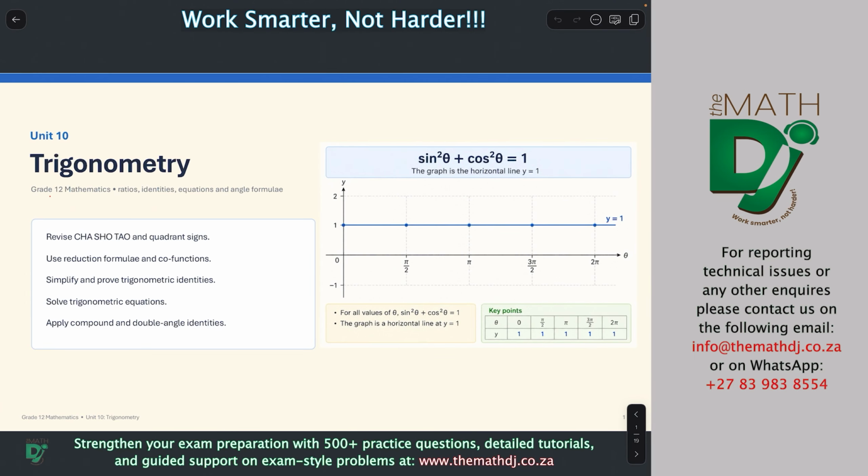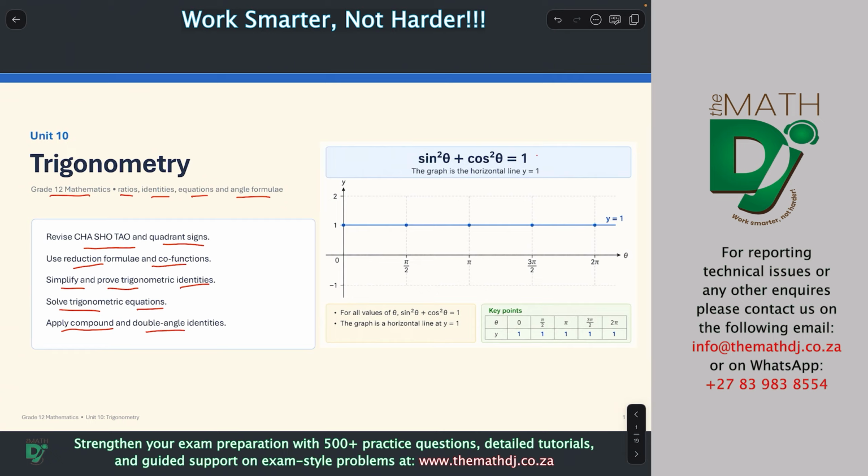Welcome back. Today we're going to discuss Unit 10, Trigonometry. This is Grade 12 Mathematics, Unit 10, under the CAPS syllabus. We're going to do ratios, identities, equations, and angle formulas. We're going to revise SOH CAH TOA and the quadrant signs. We're going to use reduction formulas and cofunctions, simplify and prove trigonometric identities, then solve trigonometric equations, then apply compound and double angle identities.